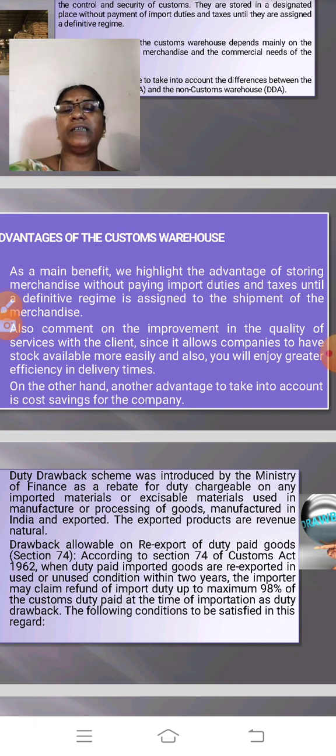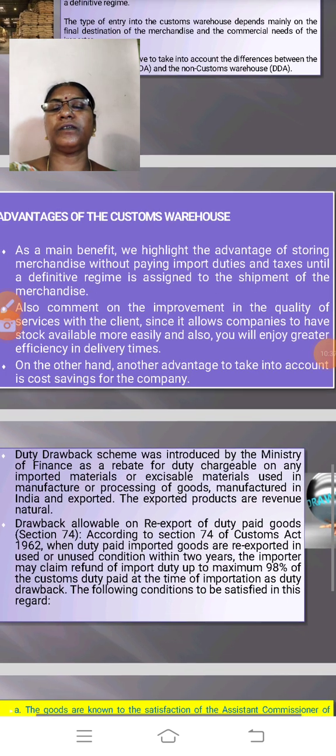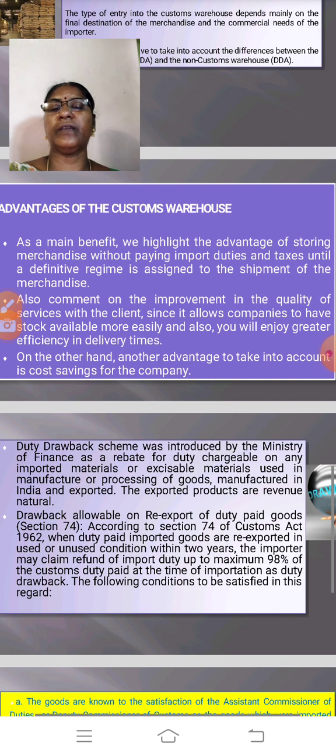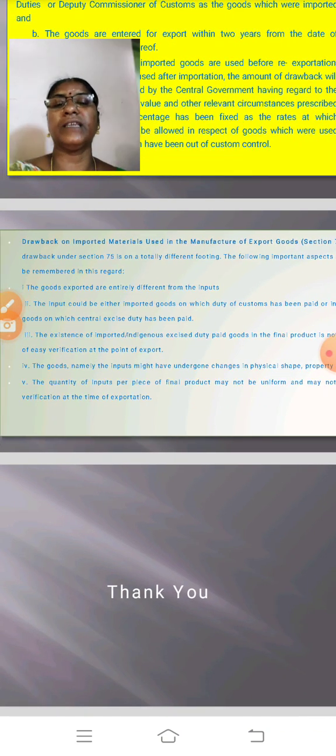Other advantages to take into account are cost savings for the company, and duty drawback. Duty drawback is a scheme introduced by the Ministry of Finance for re-export of duty-paid goods under Section 74 of the Customs Act 1962. Within 2 years, under unused conditions, the importer may claim a refund of import duty up to a maximum of 90% of the customs duty paid at the time of importing, as duty drawback. So these are the drawbacks and advantages of the Customs Act. Thank you.